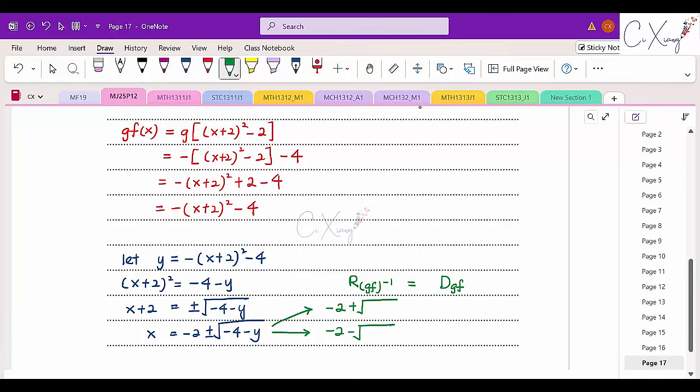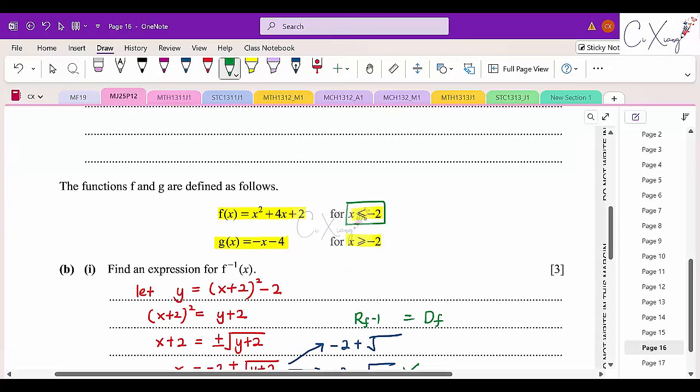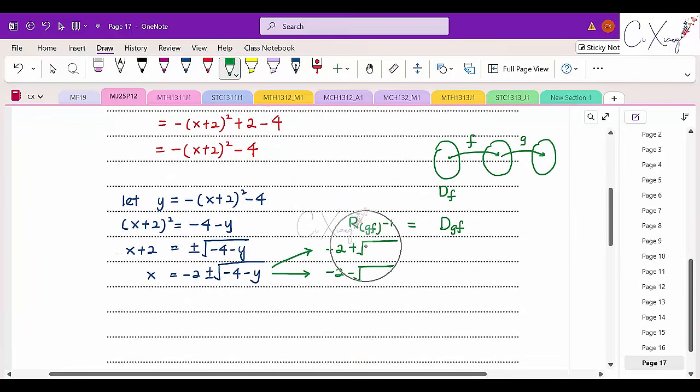And now, for the domain of composite function GF, yeah, so what would it be? So you try to imagine for a composite function GF, right? Which one starts first? Yeah, the function f starts first, followed by the g, right? Therefore, the domain of the GF is actually equal to the domain of f. So let's have a look again. What is the domain of the function f here? Smaller or equal to negative 2. Go back to the question, then you ask yourself again, which function will give you something smaller or equal to negative 2? This one, right? Okay.